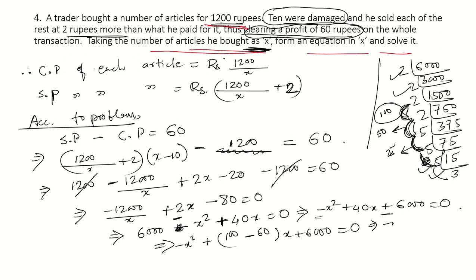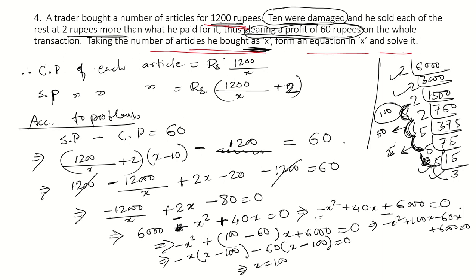So here we get minus x squared plus 100x minus 60x plus 6000 equals 0. Now we just have to solve this equation, that's it. If we take minus x as common outside of the first two terms, minus x squared plus 100x, we get x minus 100, and then we take 60 as common. For the next two terms, we get x minus 100 equals 0. Then what we get is x equals 100 or minus 60.